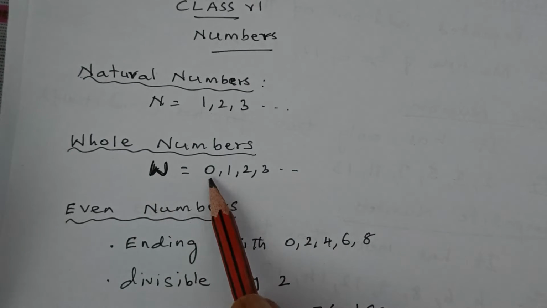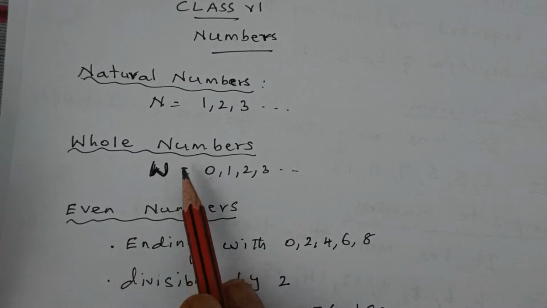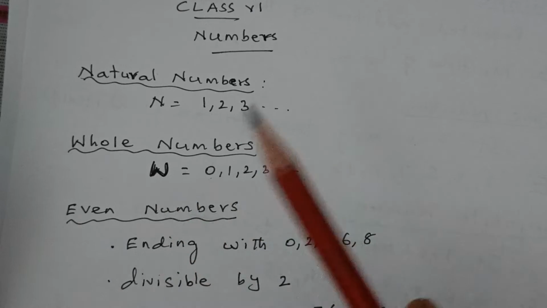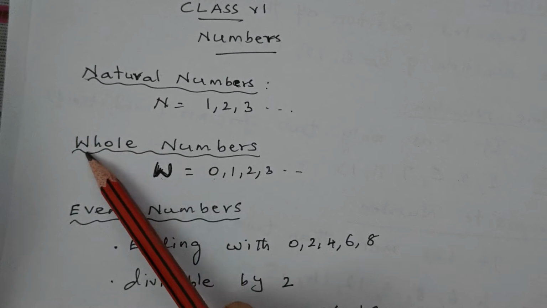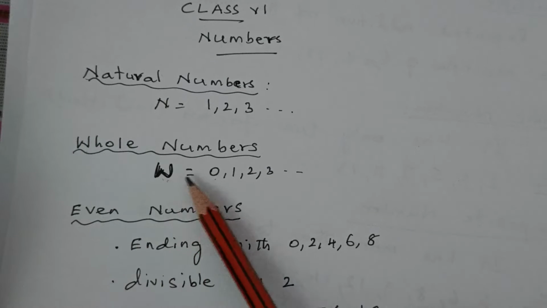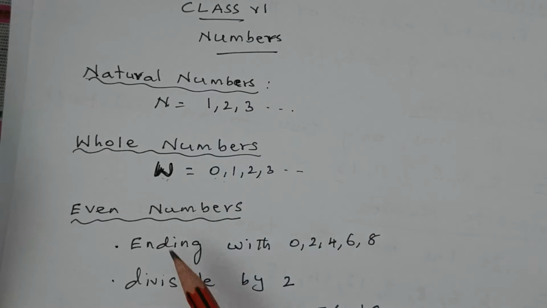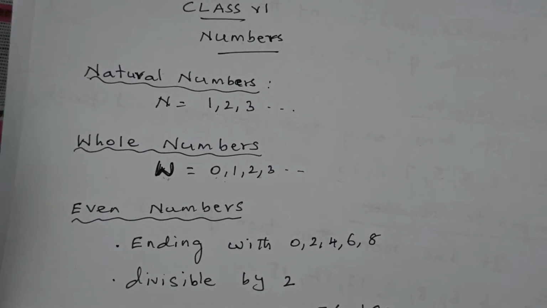Then after 0 was found, the number system was named as whole numbers because the number system has become whole, it has got its fullness. It is denoted by the first letter of the word whole. W is equal to 0, 1, 2, 3, 4. So natural numbers are just 1, 2, 3, 4, and whole numbers are natural numbers with 0. All these we have studied already. We are just recalling them.